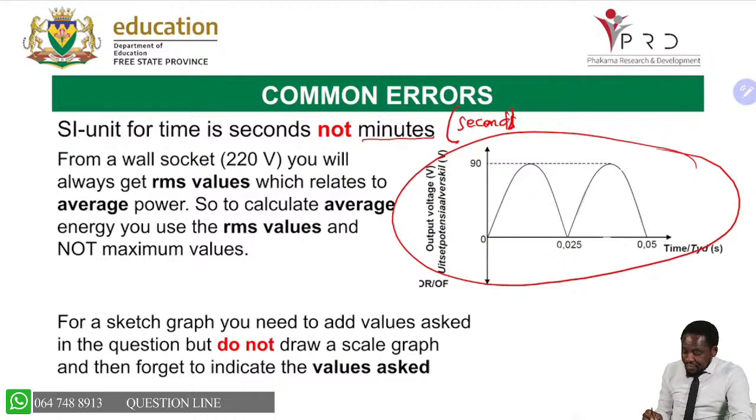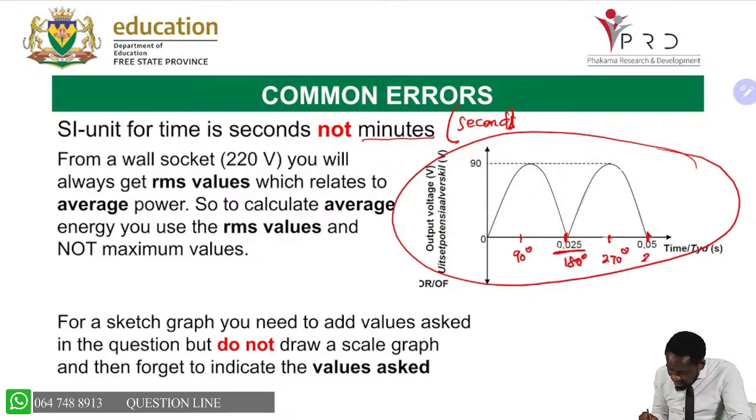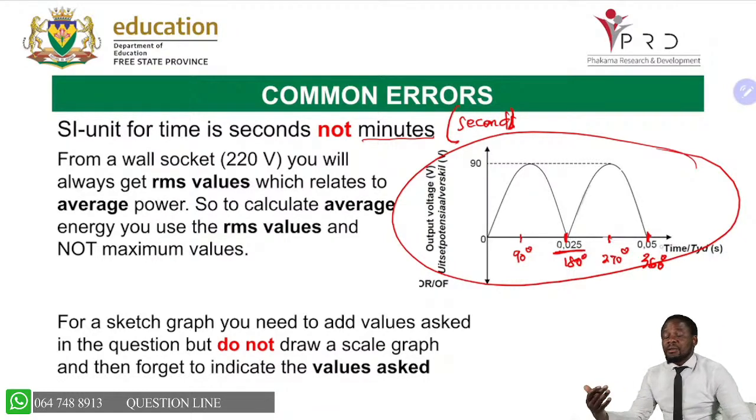I'll tell you why. The 0.025 is not the period, it's only half the period, because this is half the revolution, then this is a full revolution. In other words, this is 0, there's 90 degrees, that's 180 degrees, that's 270 degrees, and that's 360 degrees. So the time that it takes for this generator to complete a single revolution is 0.05. So if you're given the number of rotations per unit time, you're able to determine the frequency.